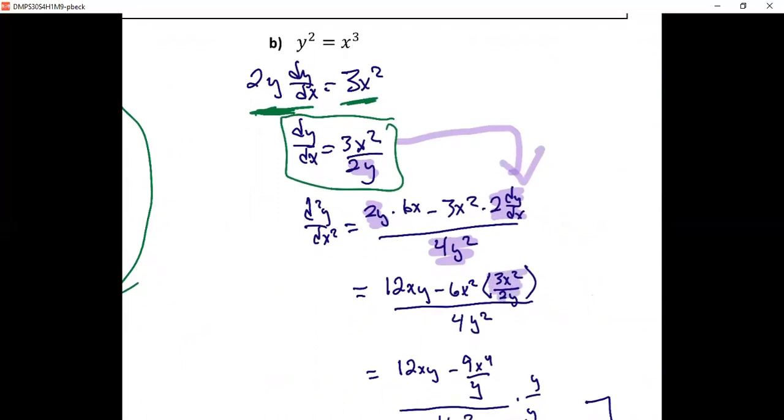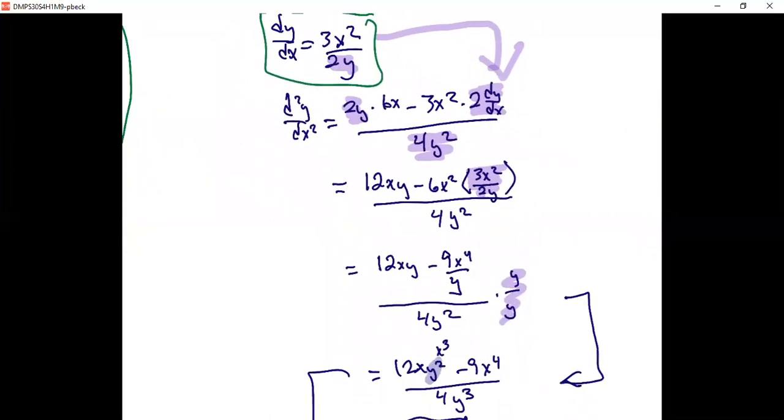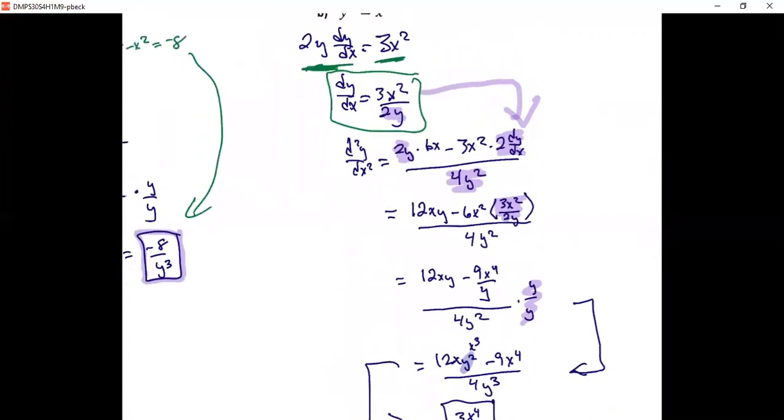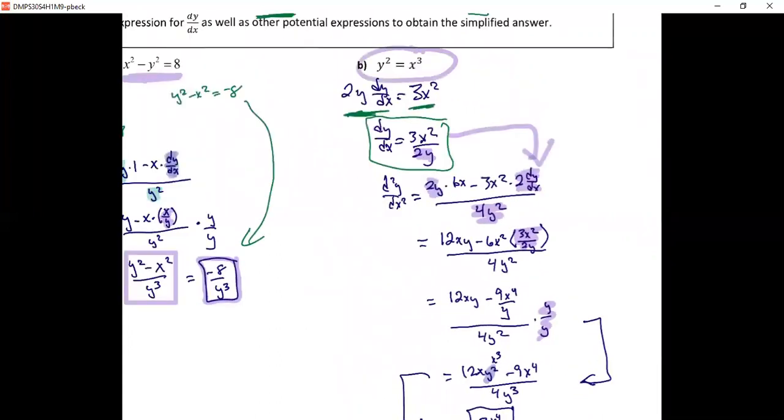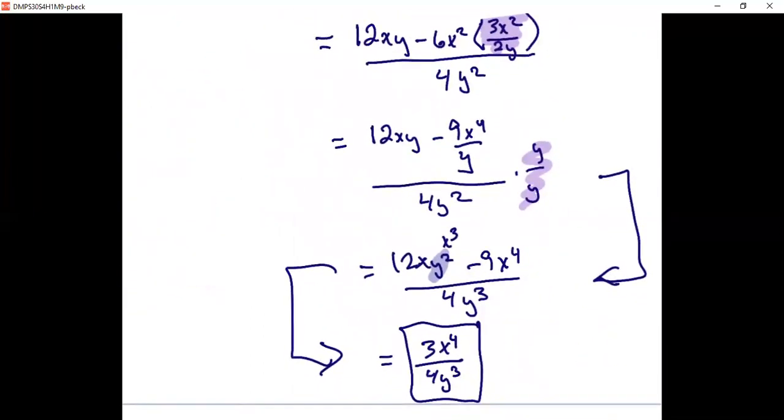Once we substitute that in, I simplified here first, but then multiply by the LCD, y over y, to get this expression. And then going back to the original beginning, we know that y squared equals x cubed. So if we replace y squared with x cubed, we now get an expression which looks like this.